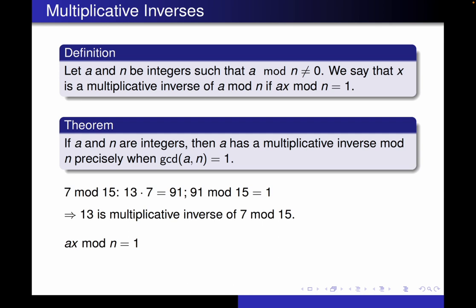In general, if you have a times x mod n equal to 1, which is what we're looking for if we have a number a and we're looking for a number x that's its multiplicative inverse, and we look at that using the definition of congruence, that means that 1 is congruent to ax mod n, which means that 1 is equal to ax plus some multiple of n times y, for some integer y. So that equation is what we're really looking for in finding a multiplicative inverse for the number a.